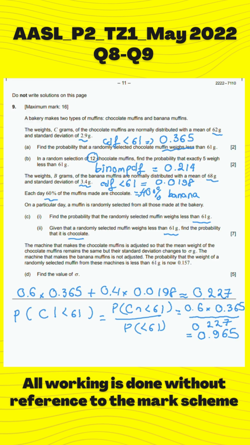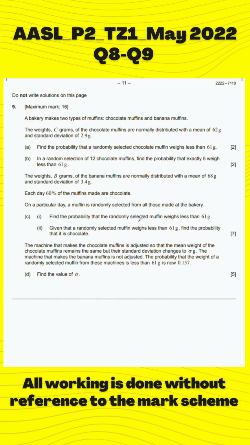Okay. Now, last question. They change the standard deviation of the chocolate muffin and keep the banana muffin. The new probability of less than 61 is 0.15. So now we have the probability that chocolate and smaller than 61 will equal 0.157 minus 0.4 multiplied by 0.01898, which is the probability from the banana muffin of being less than 61.